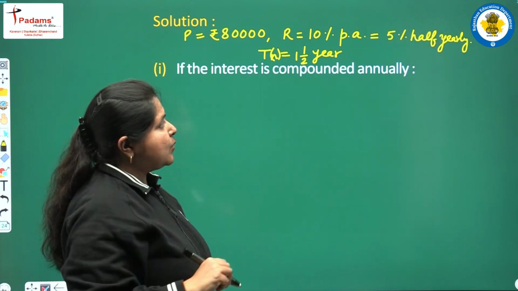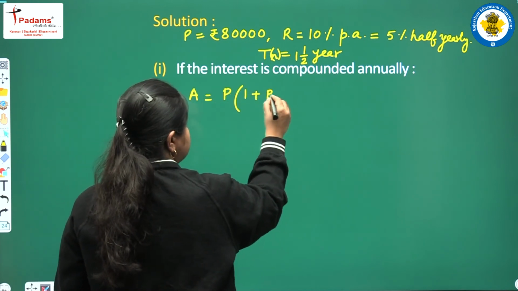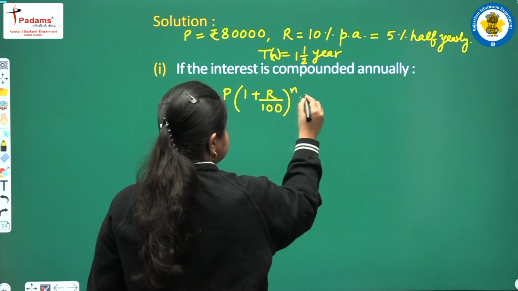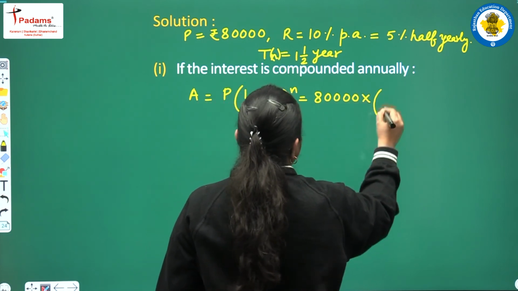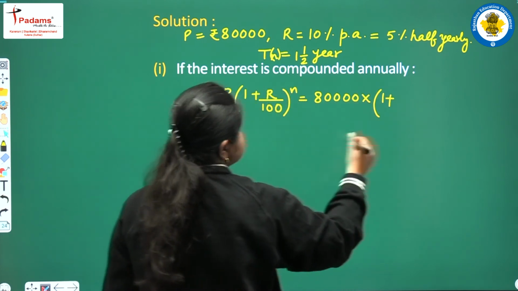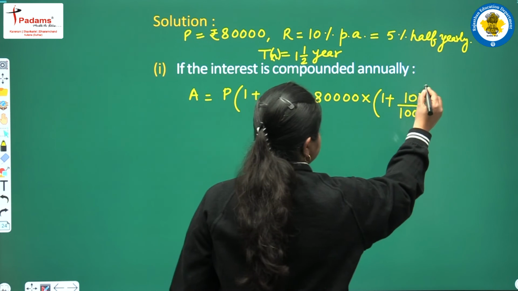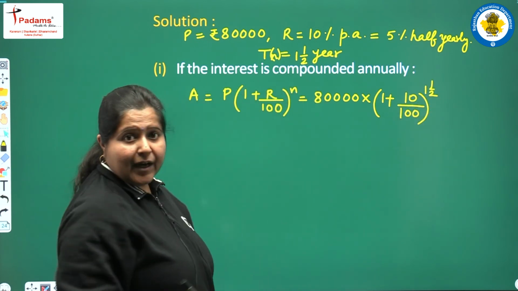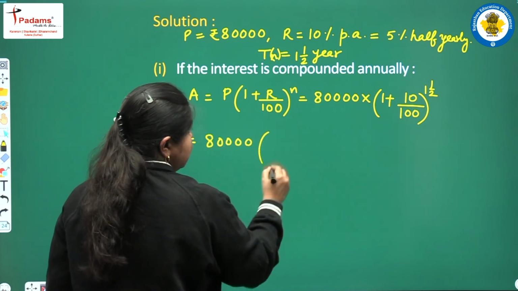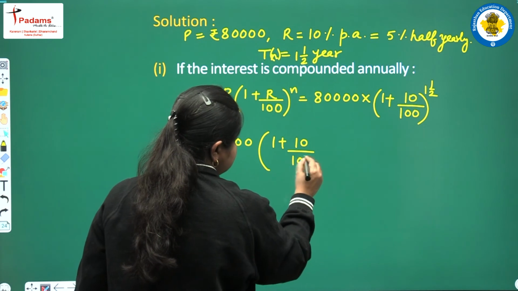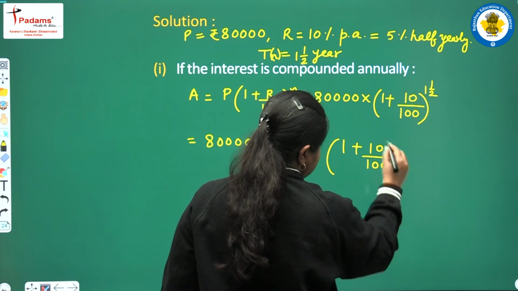इफ़ द इंटरेस्ट इज कंपाउंडेड एनुअली, लेट अस फाइंड द अमाउंट. P इंटू 1 प्लस आर अपॉन 100 रेज टू पावर n. प्रिंसिपल आपका है 80,000. 1 प्लस आर, रेट आपका कितना है 10%. 10 अपॉन 100 और पावर आपकी हो जाएगी 1.5. देखिए आप ऐसे केस में 80,000, 1 प्लस 10 अपॉन 100 पावर 1 अलग कर देंगे और हाफ को अलग कर लेंगे.